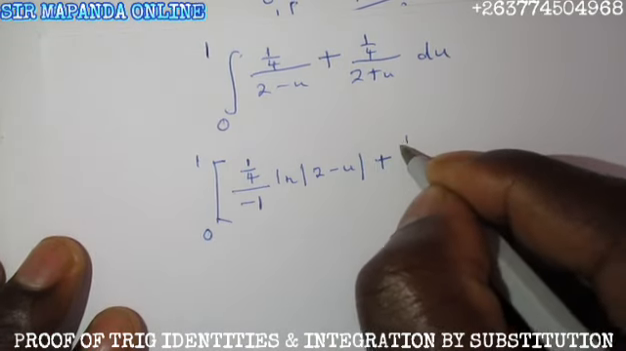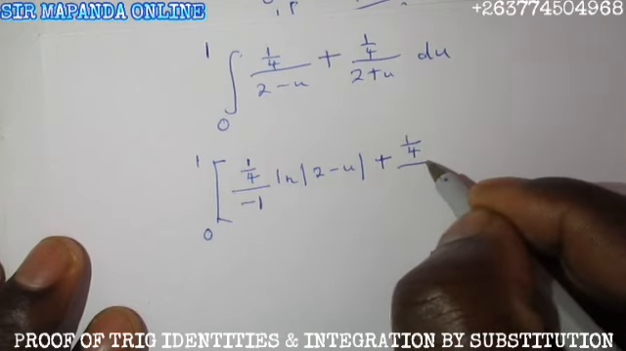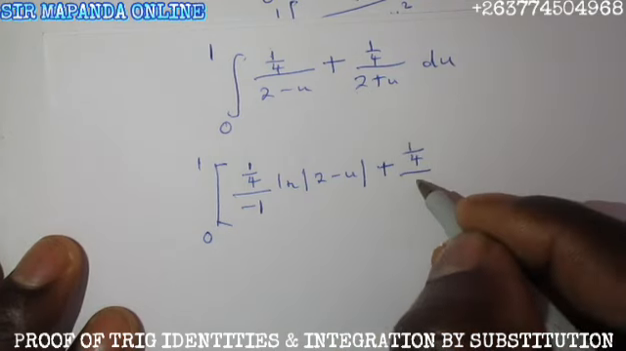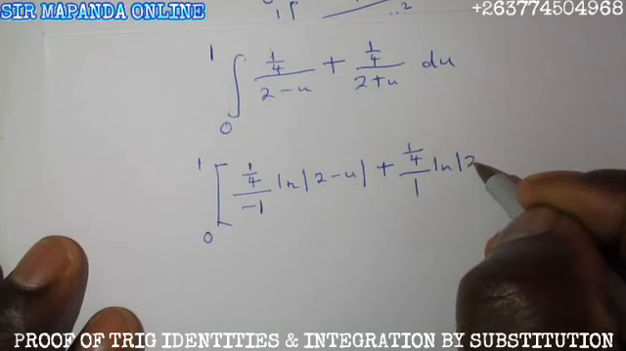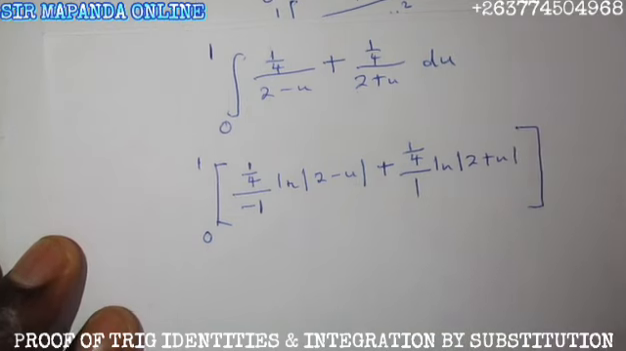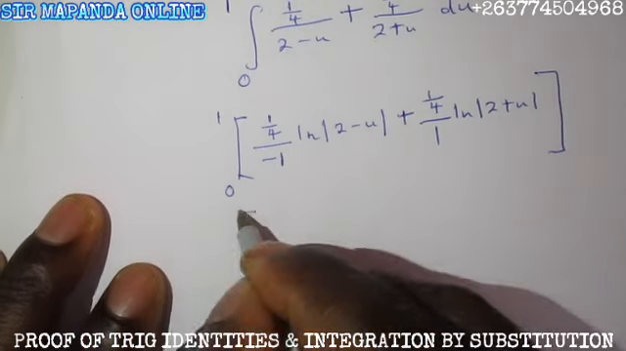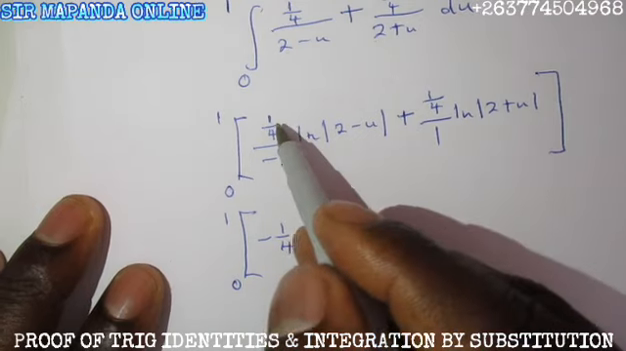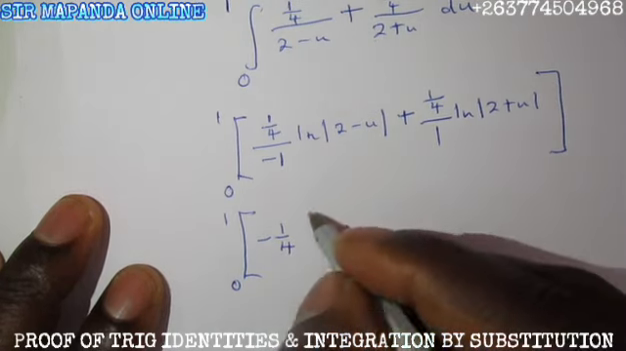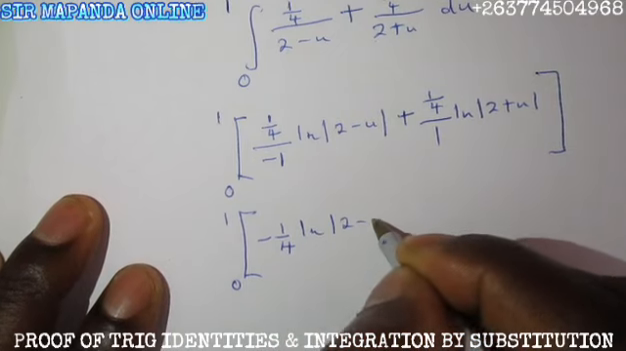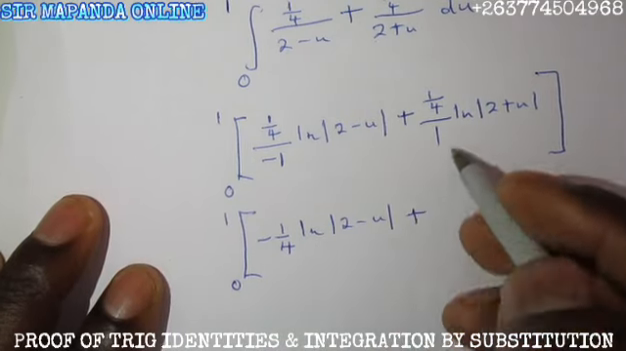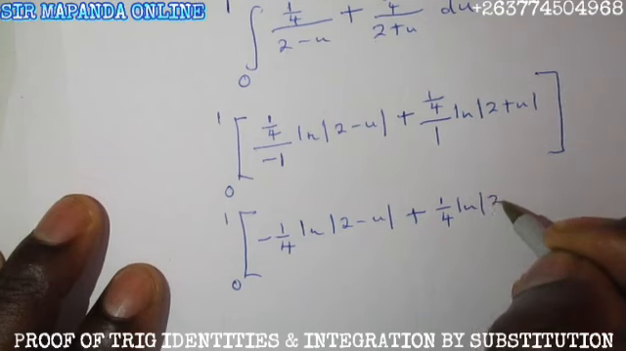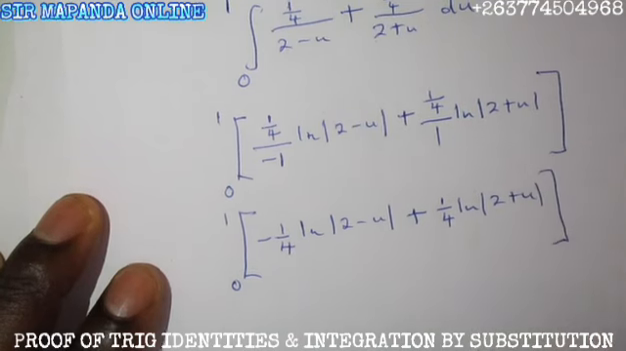Plus 1/4, which is your numerator, divided by the derivative of the denominator. Derivative of 2 is 0. Derivative of u is 1. You put ln modulus 2 plus u. Then you close your bracket. So we now have minus 1/4 divided by, you now have 1/4 divided by minus 1, which is minus 1/4 ln 2 minus u, plus 1/4 divided by 1, you get 1/4 ln 2 plus u, something like this.